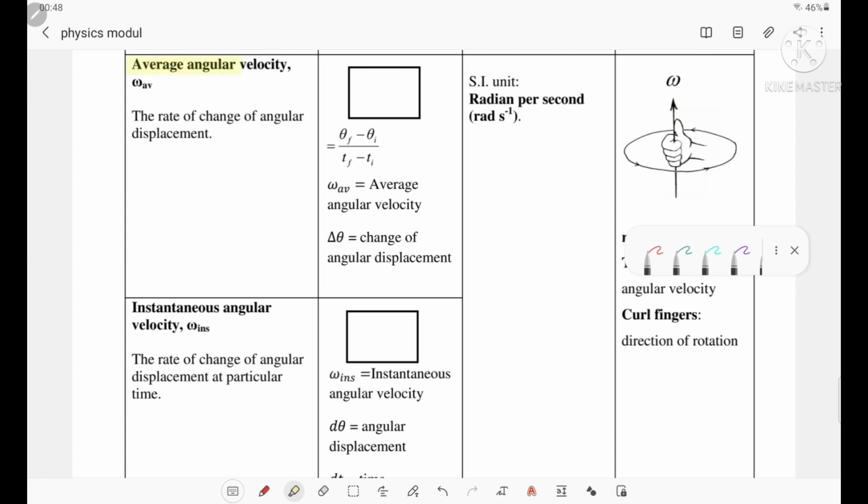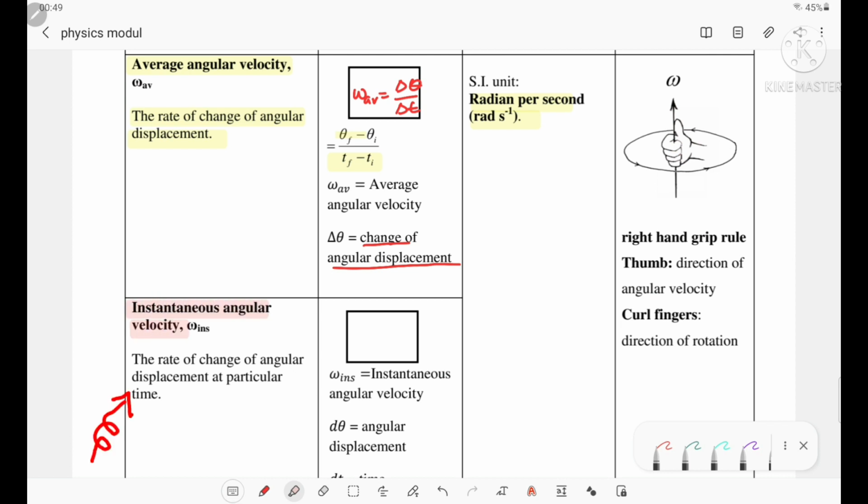Next, we have average angular velocity. Average angular velocity is the rate of change of angular displacement, and we can write omega is equal to delta theta divided by delta t. The delta theta is equal to the change of angular displacement, which means theta final minus theta initial, divided by t final minus t initial, and the SI unit for the average angular velocity is radian per second.